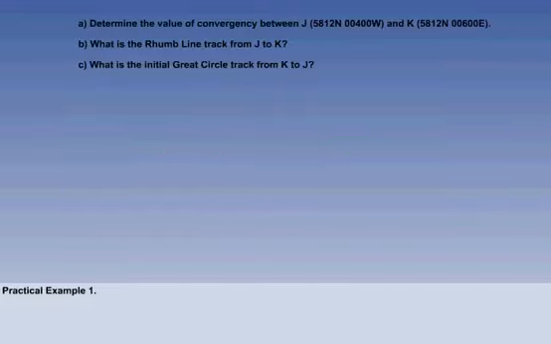Here is a practical example requiring calculation of conversion angle. Firstly, determine the value of convergency between J, which is at 58:12 north and 4 degrees west, and K at 58:12 north and 6 degrees east. Then, what is the rumline track from J to K? Finally, what is the initial great circle track from K to J?